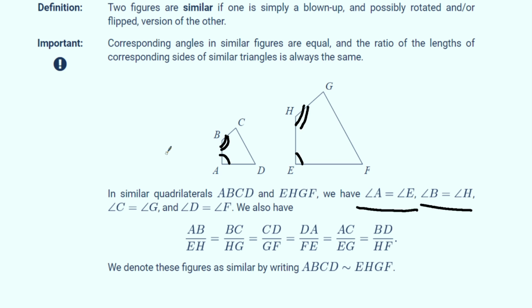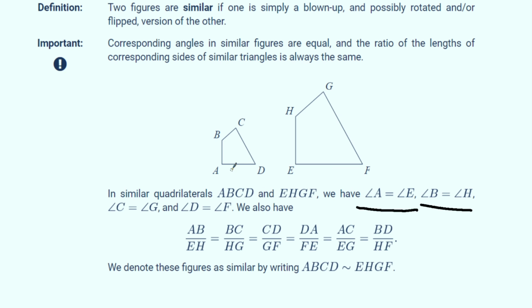So, we have the following ratios. They're all equivalent to each other. AB over EH, well, that makes sense because those sides seem to match up. BC over HG also makes sense. CD over GF, again makes sense. DA over FE makes sense.